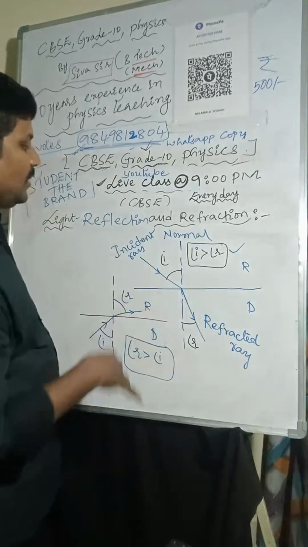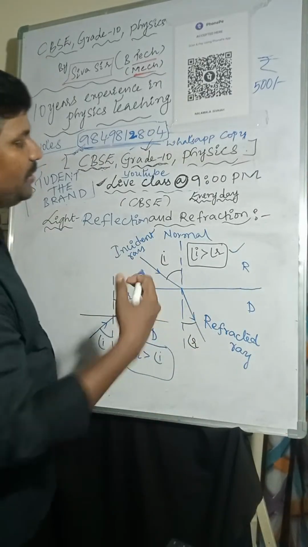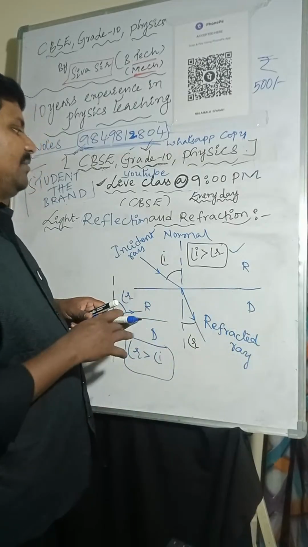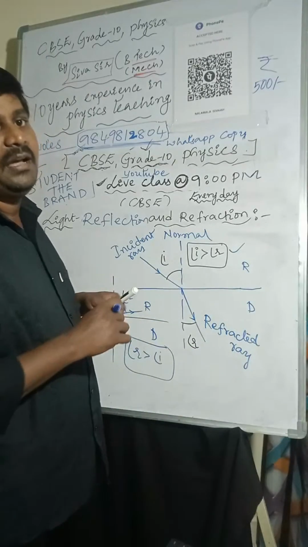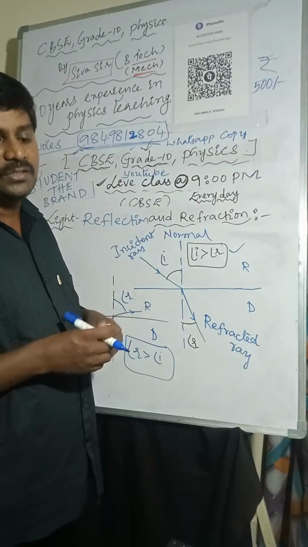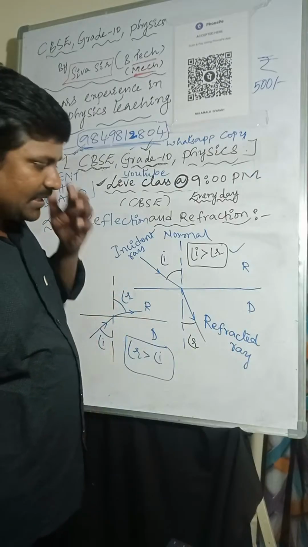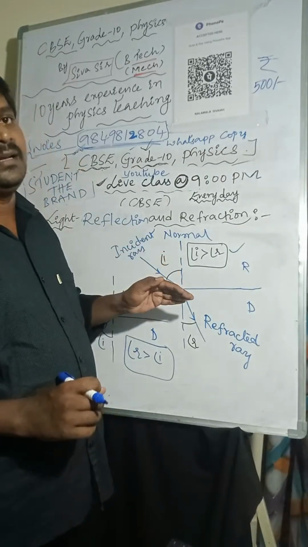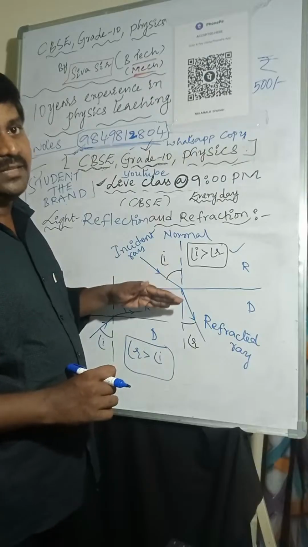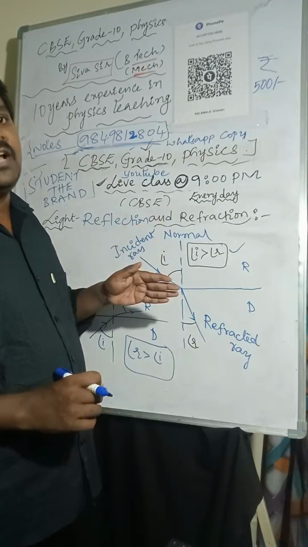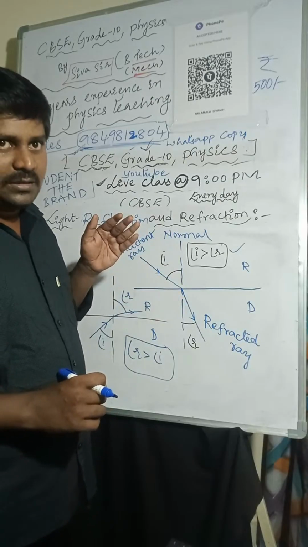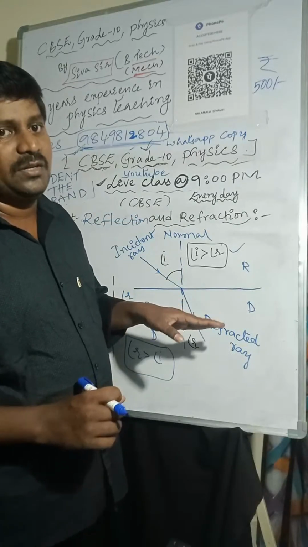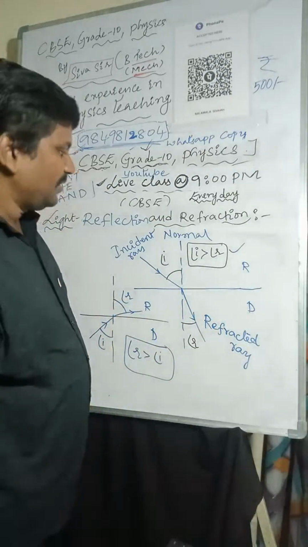So by this we can conclude that when the light ray is moving from one medium to another medium, at the point of interface, the light ray will bend. Bending of the light at the interface of the two media is called refraction, or we can say simply the path of the light changes. The direction of the light changes at the interface of the two media is called refraction of light.